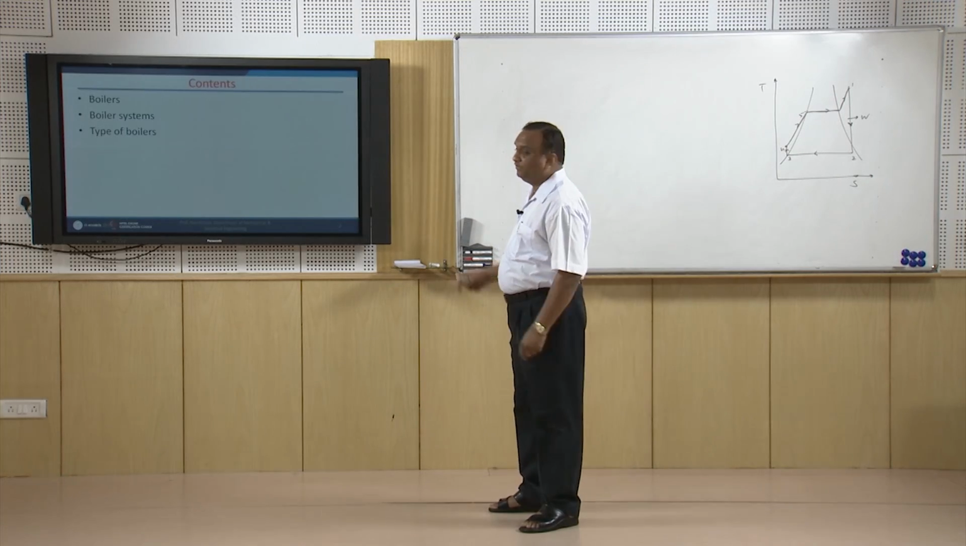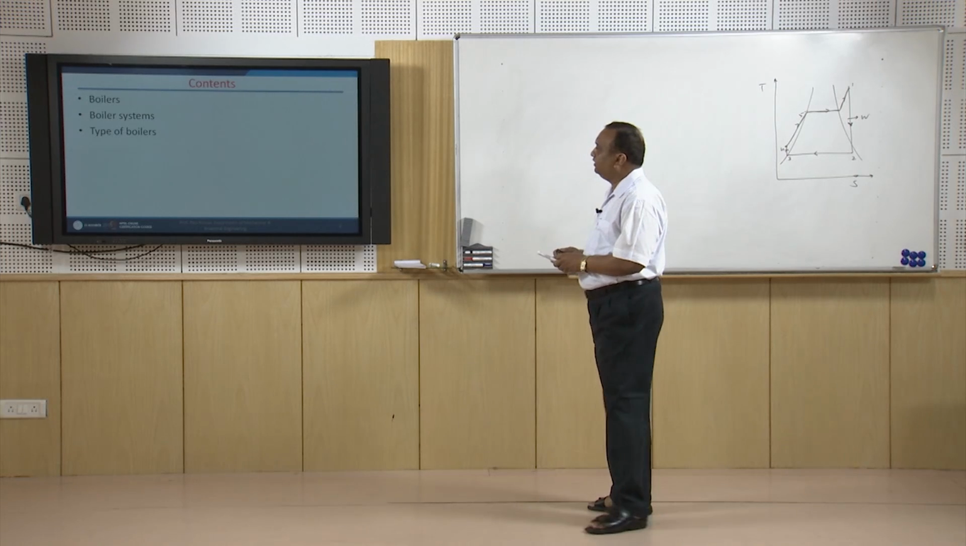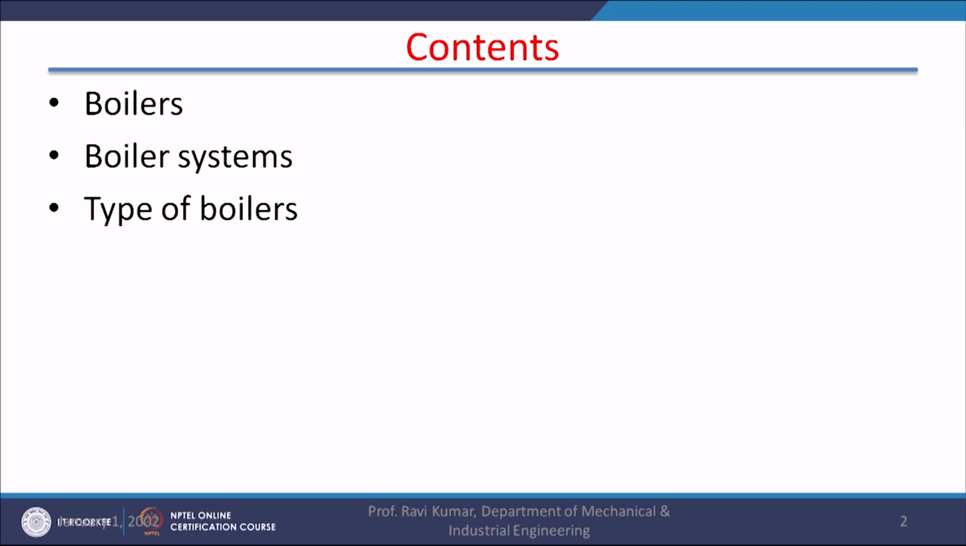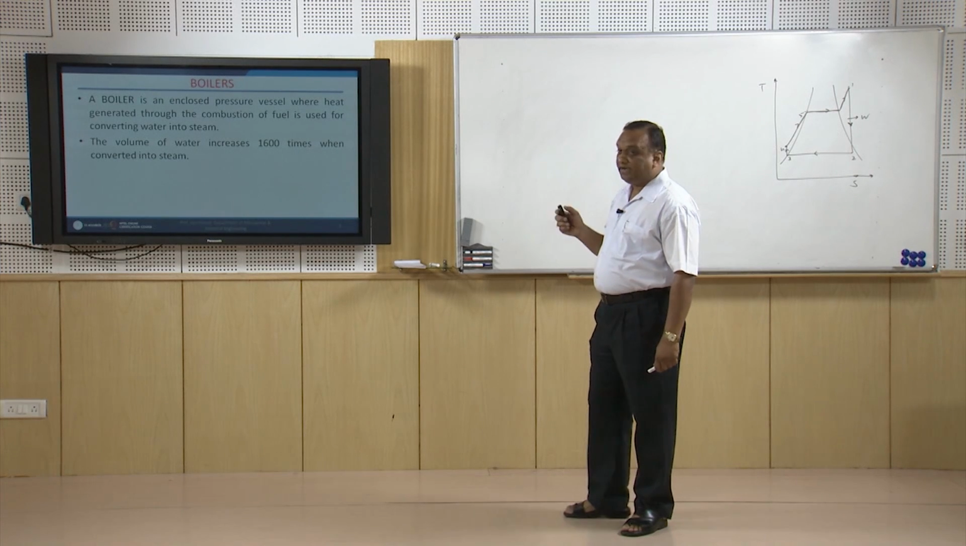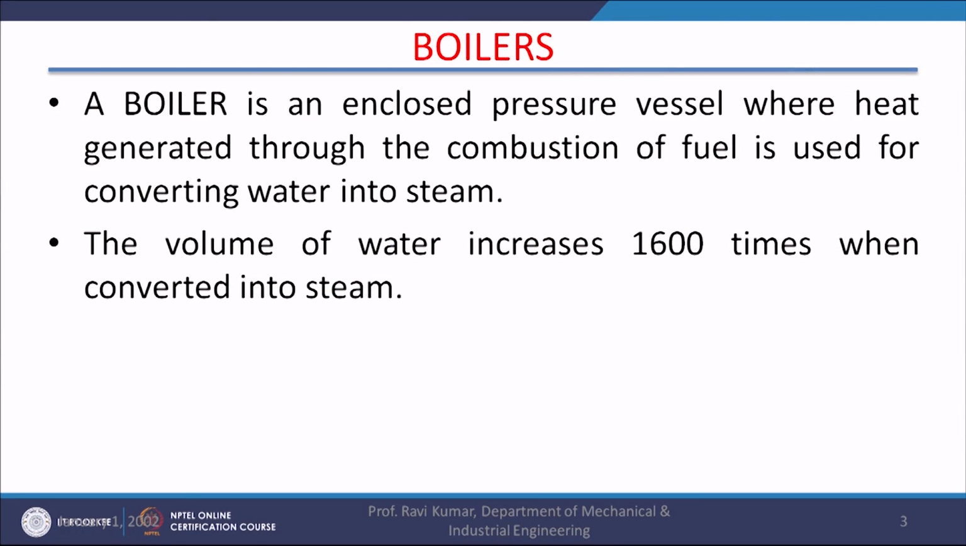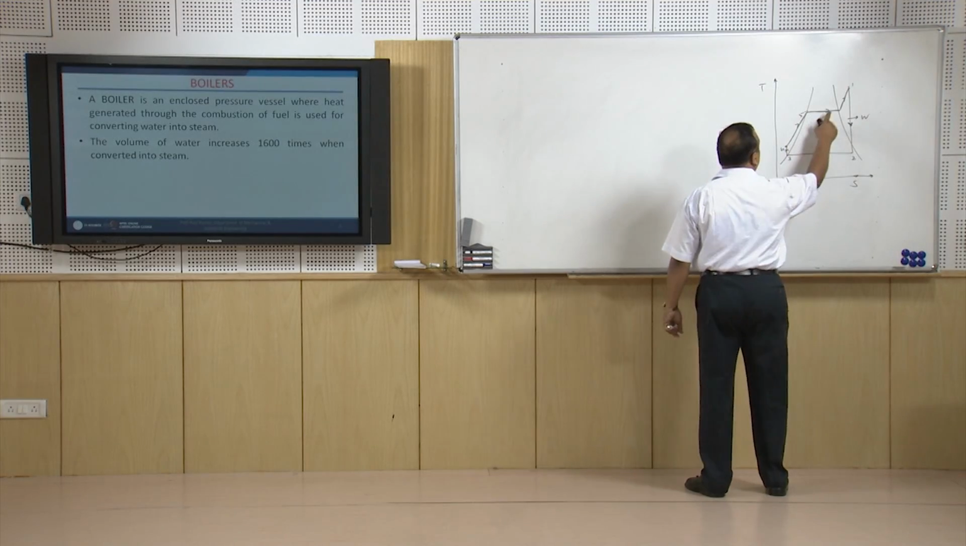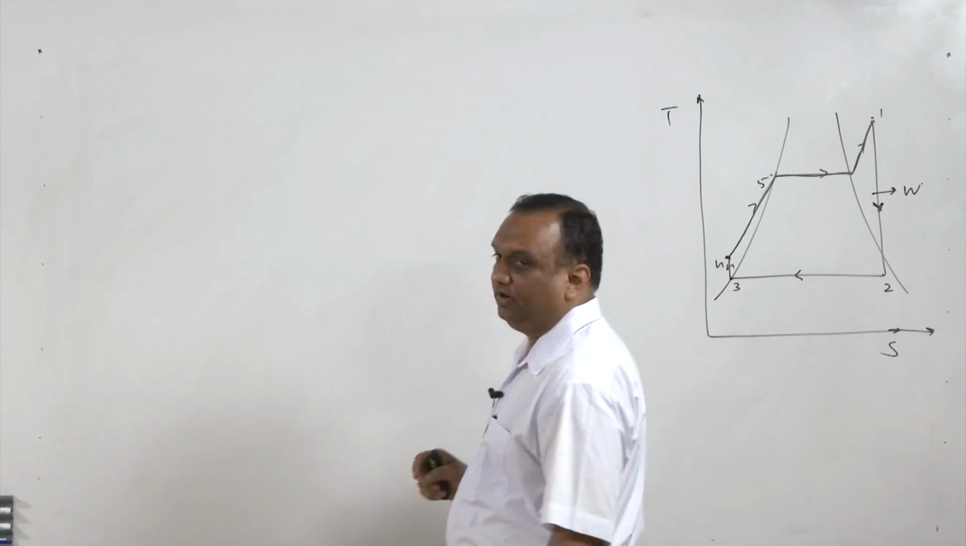Now, in this course we will be covering the steam generators, boiler systems and the types of boilers. Now, by definition, a boiler is an enclosed pressure vessel where heat generated through the combustion of fuel is used for converting water into steam, because here the feed water is going to the boiler and subsequently it is converted into steam.